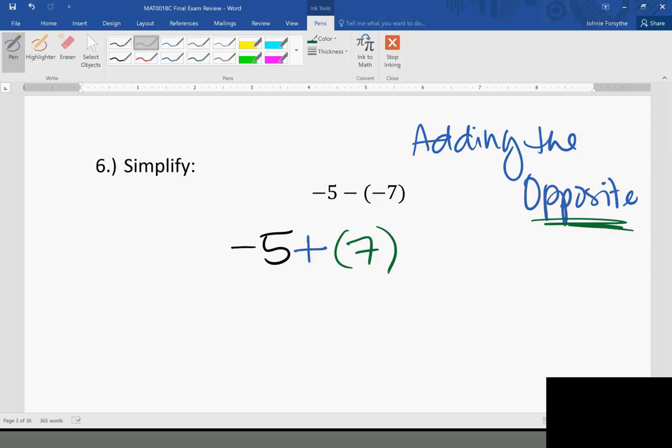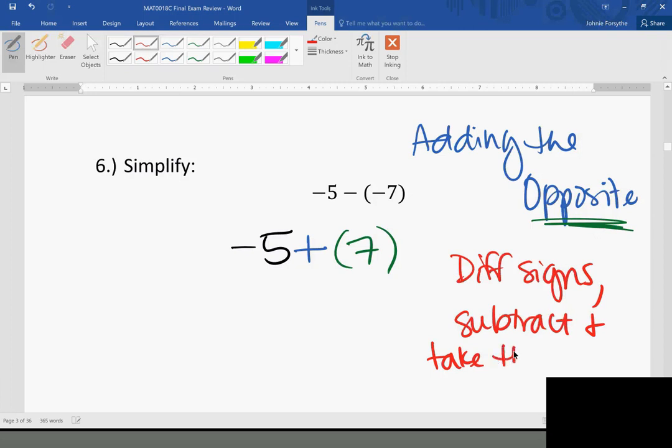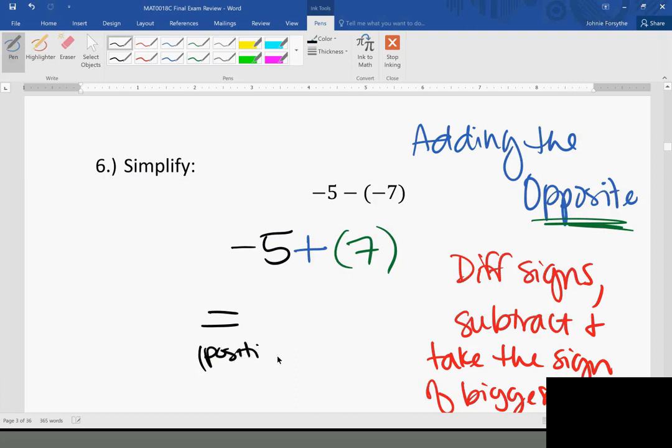So now we have adding integers. So when you add integers and you have different signs, you're going to subtract and take the sign of the highest or the biggest number. So in this case, 7 is bigger than 5, so it's going to be a positive answer. And then we are going to find the difference or subtract 7 and 5. And so that would be 2, so the answer is positive 2.